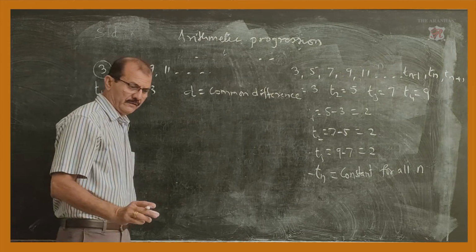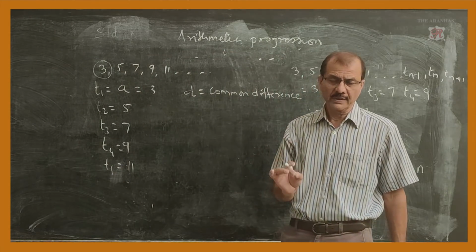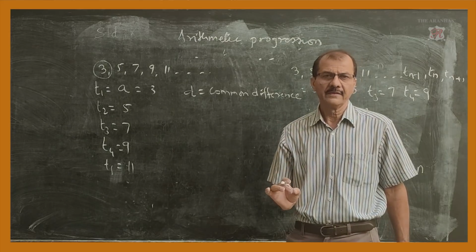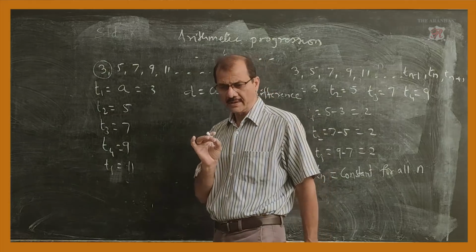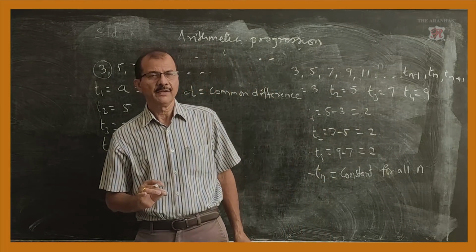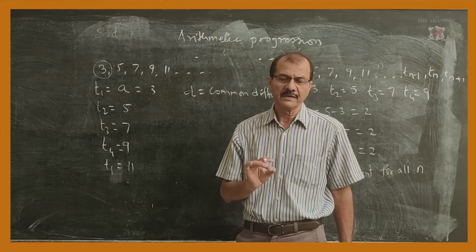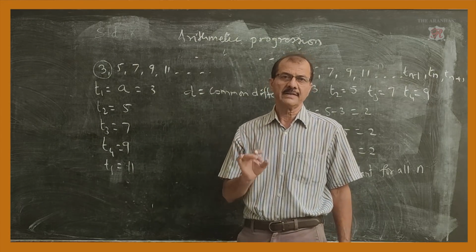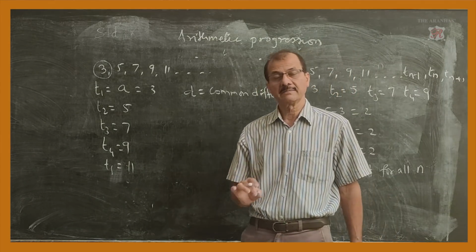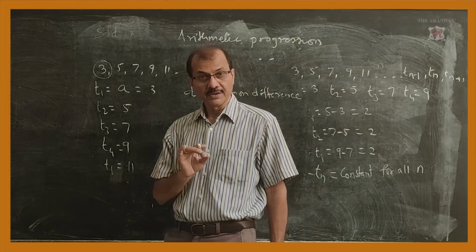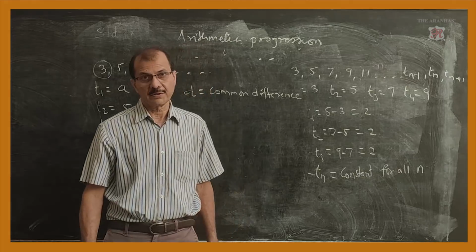Right? Now, I hope you have understood what is arithmetic progression. Brief revision of that. Whenever you want to check whether a given sequence is an arithmetic progression, you have to take any two consecutive terms, find the difference, and if the difference is same for all, then you say that the given sequence is an arithmetic progression. If it is not constant, then you say it is not an arithmetic progression.